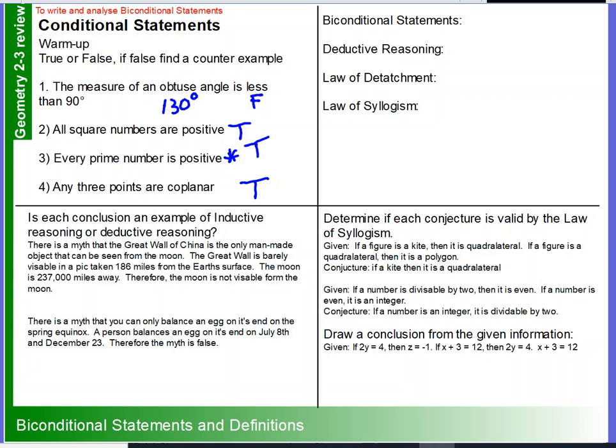So here we go. We're going to take a look at some questions, and then we're going to apply what we've learned from those questions to these examples too. So there is a myth that toilets and sinks drain in opposite directions in the southern and northern hemispheres. However, if you were to observe sinks draining in the 2 hemispheres, you would see that this myth is false.